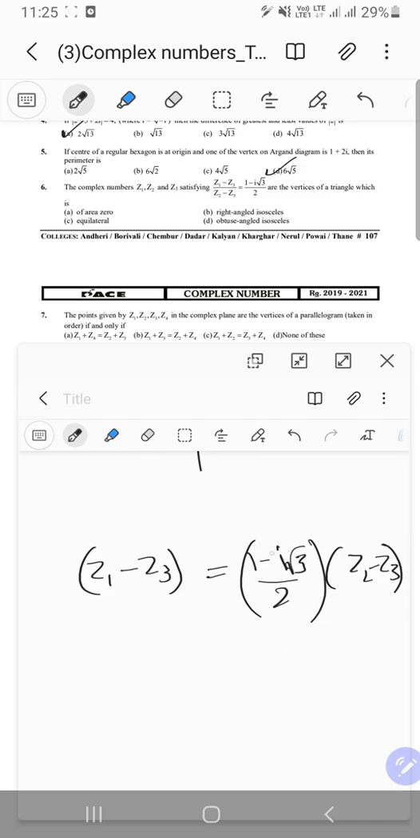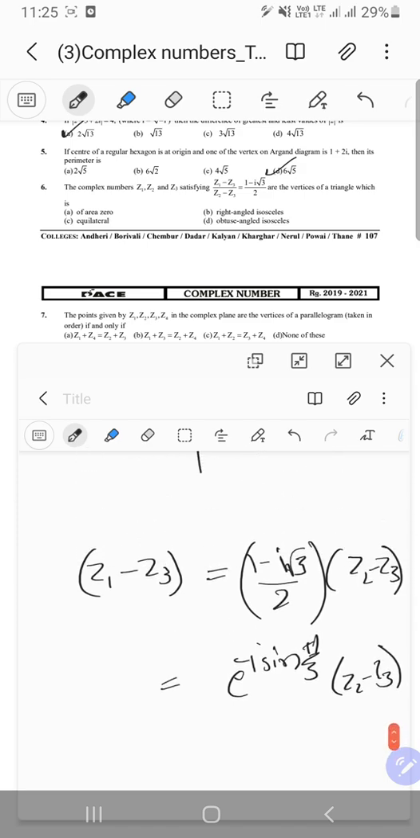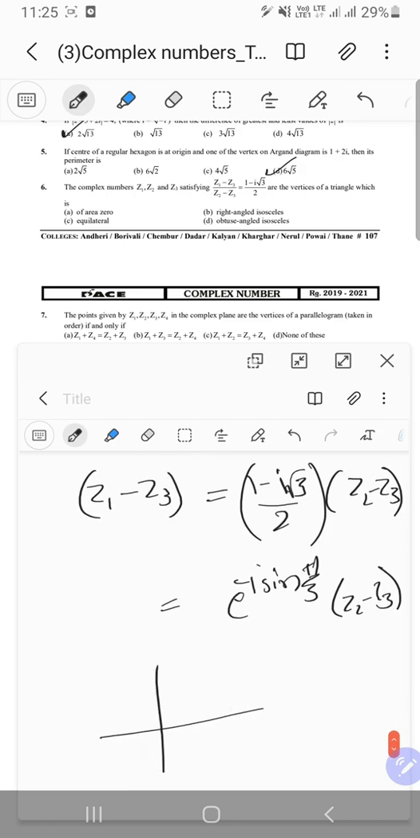Okay, so first of all, this thing is like e power i. So cosine is 1 by 2, sine is negative square root 3 by 2. That's supposed to be negative 60 degrees, so minus i sine of pi by 3. Okay, and z2 minus z3. So now it looks much better.